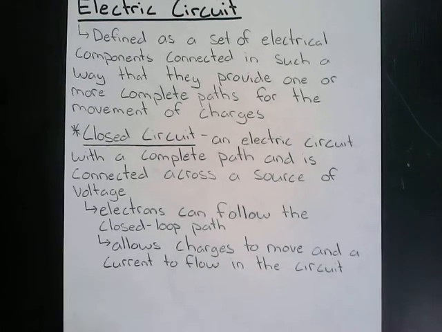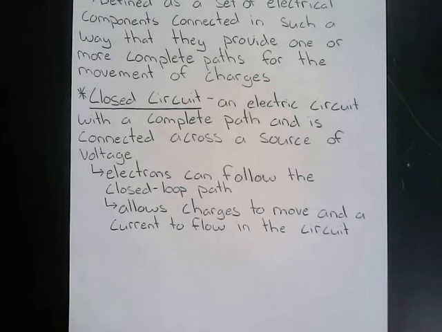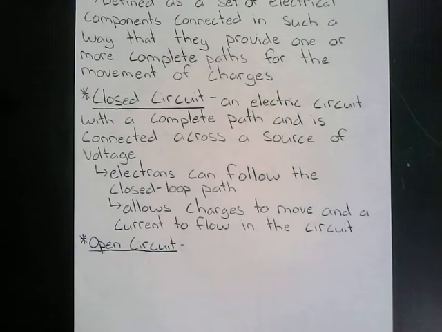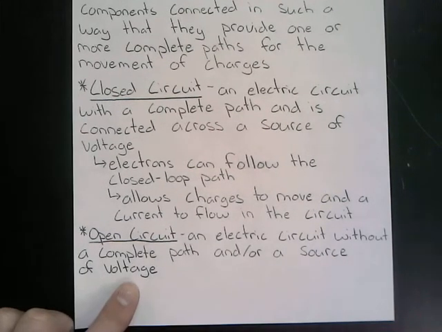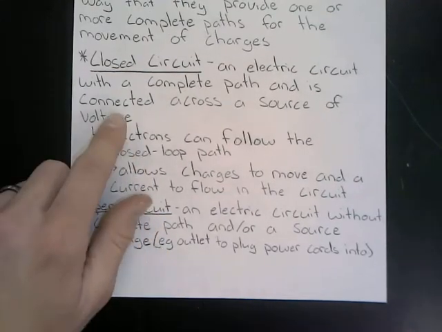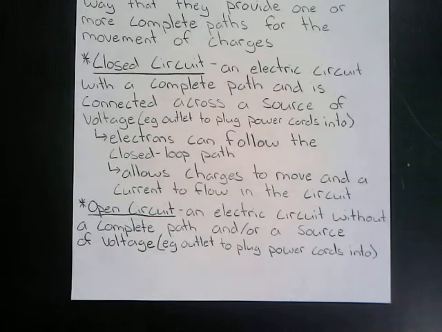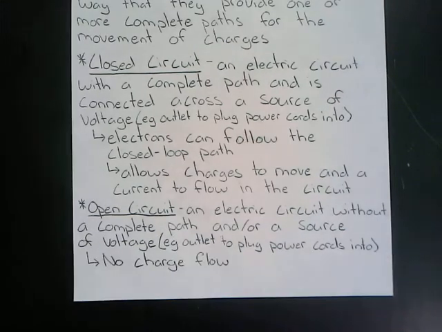Now, the other type of electric circuit that we need to be aware of is known as an open circuit. An open circuit is an electric circuit without a complete path and a source of voltage. Typically, the source of voltage is normally an outlet that you would plug an electrical cord into. So we could also add this statement up here to our closed circuit. But in an open circuit, we have to remember that we have no charge flowing. And if there's no charge flowing, that means that there is no current.